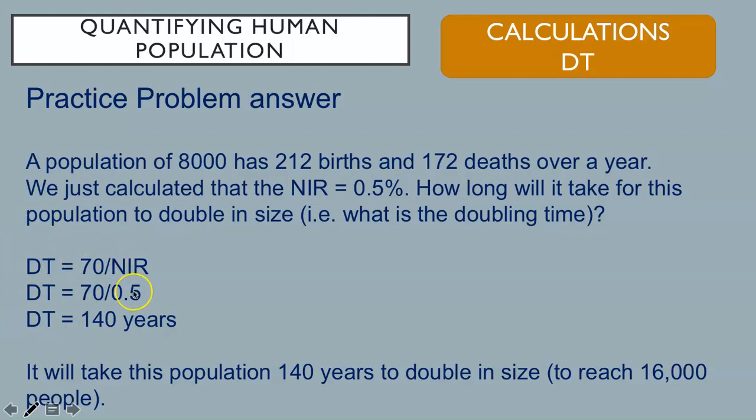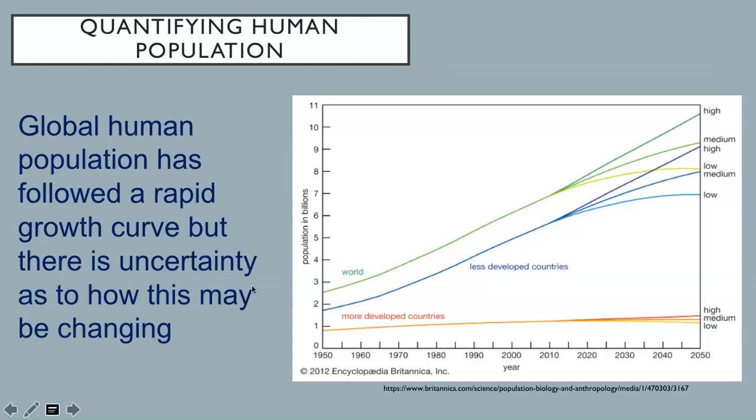Here are the workings. Make sure you understand how to get this answer, and that it means that it will take this population 140 years to double in size. In other words, 140 years to go from 8,000 to 16,000 people in its population.